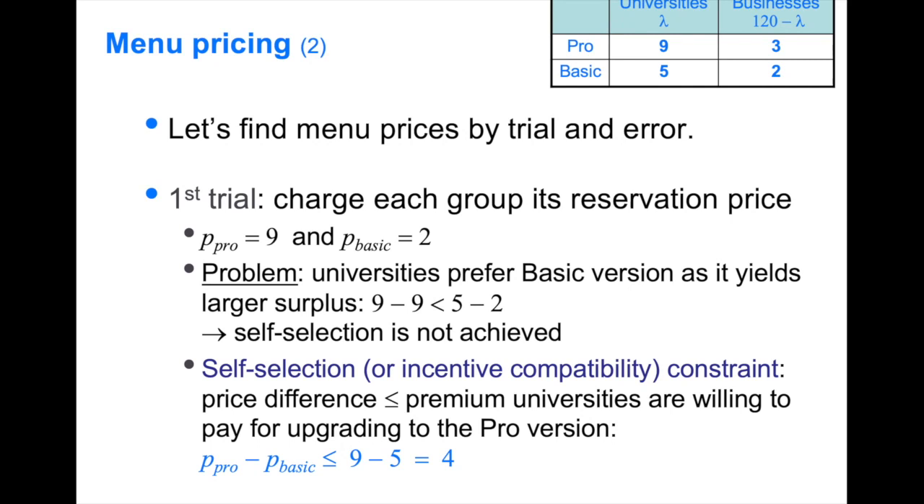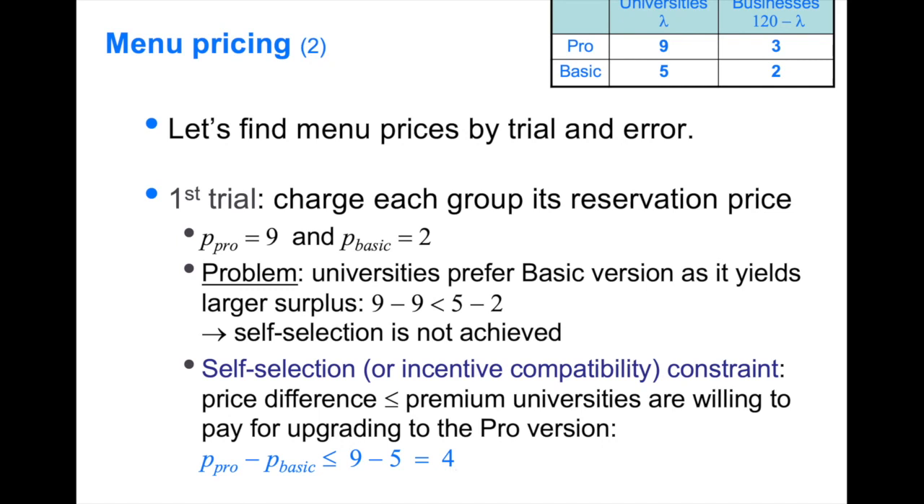The prices don't do what they're supposed to do, which is to incentivize universities to buy the pro version instead of the basic version. Okay, so we understand that there is a constraint here, call it the self-selection or the incentive compatibility constraint. The price difference between the two versions cannot be larger than the premium that universities are willing to pay to go from the basic to the pro version. This difference is 4, and so in this specific case, the difference of prices between the pro version and the basic version cannot exceed 4. Okay, so let's keep that in mind.